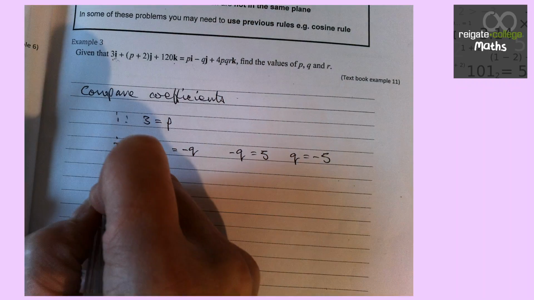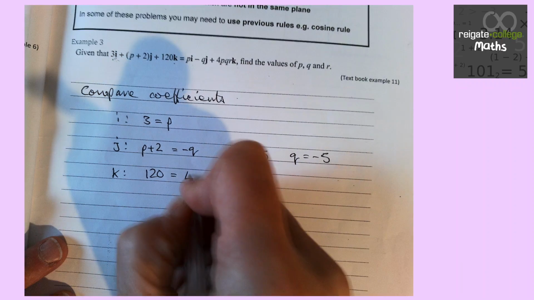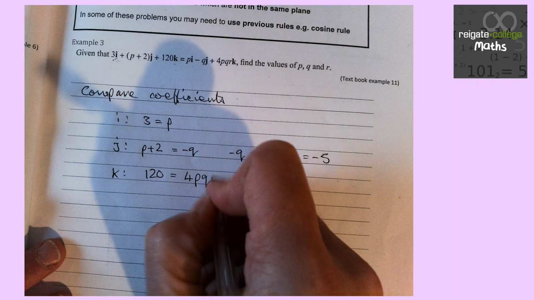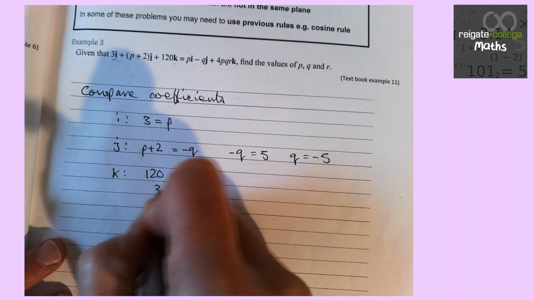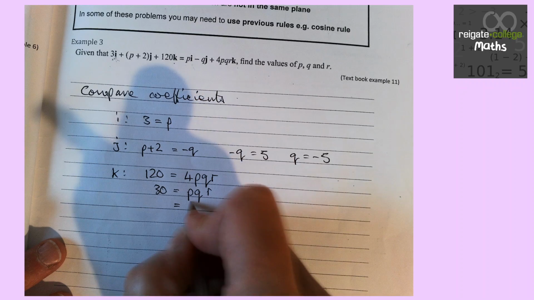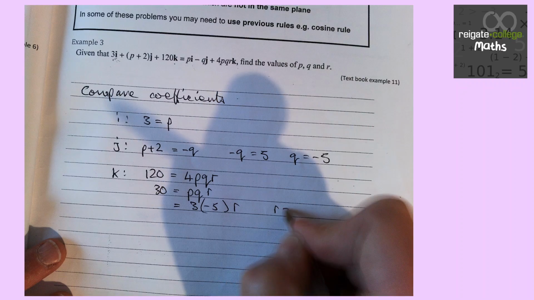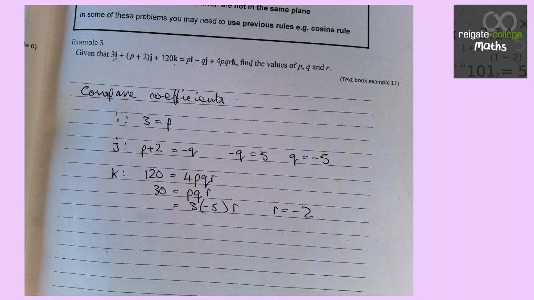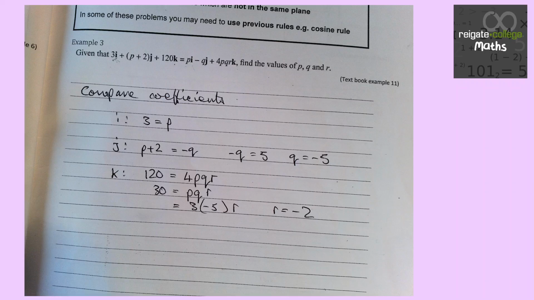And for k, we've got 120 is equal to 4pqr. So we know that we can divide by 4, so we can say 30 is equal to pqr, which is equal to, what is it, 3 times minus 5 times r. So r must be equal to negative 2. So we've used comparing coefficients on each side to find the values of p, q and r.